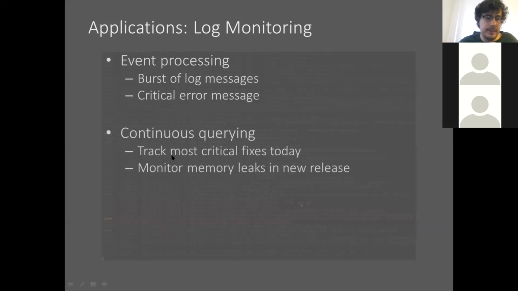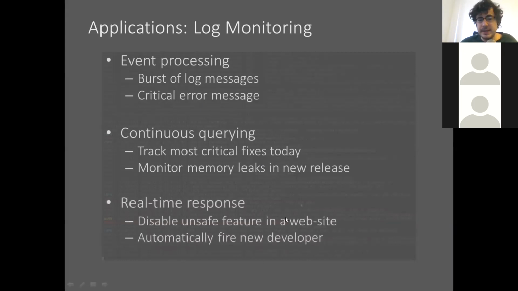Continuous querying would be maybe, for example, to track the most critical fixes today, to monitor memory leaks in the new release, or monitor a certain type of error or exception in the new release. Real-time response might be to disable an unsafe feature in a website, maybe to automatically fire the new developer if there are lots of memory leaks in the new release, and so forth.